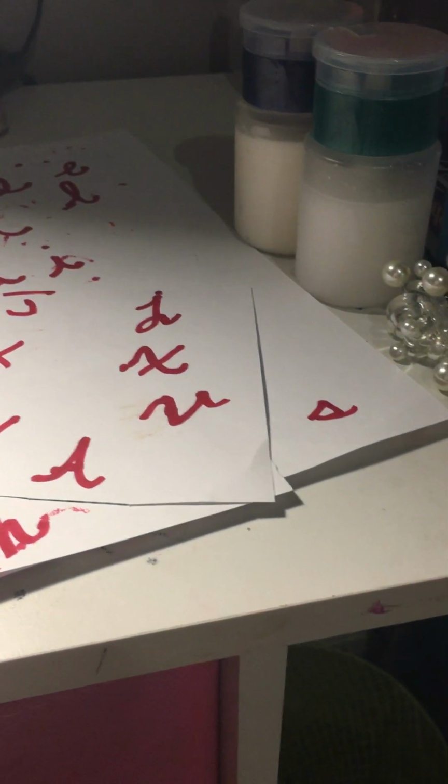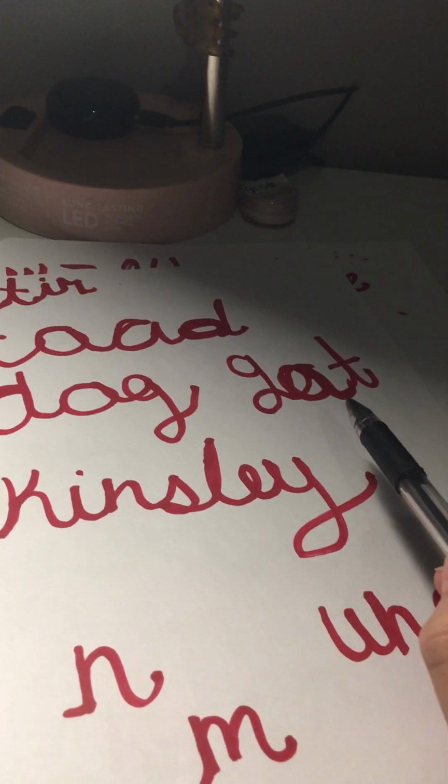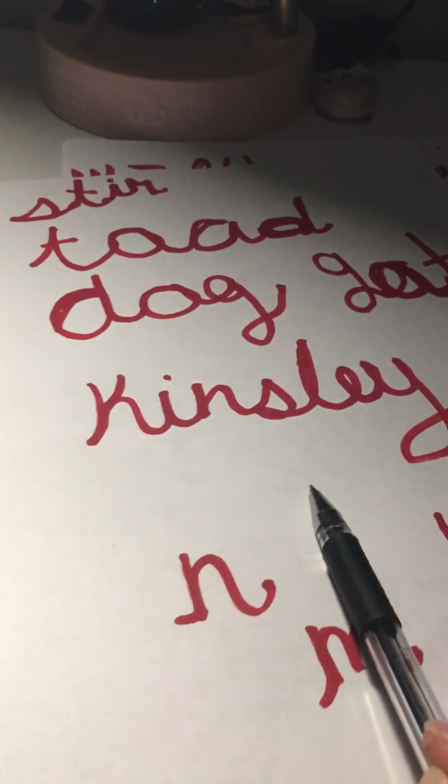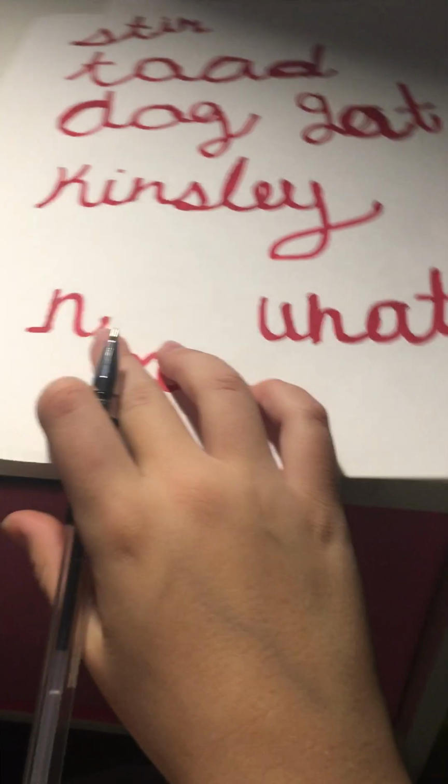Done. And the last thing we learned last week was how to connect these letters. Stir, toad, dog, goats, your name, and these letters. And the word was. Which we've gotten a lot done.